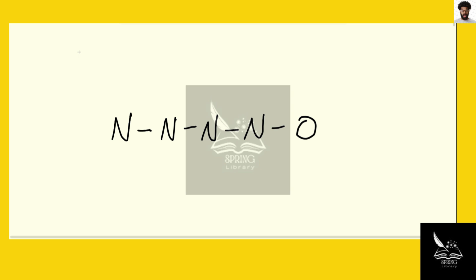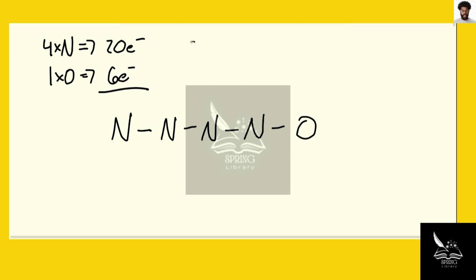But either way, from here, we still have to assign charges and lone pairs and extra bonds and all that good stuff. So recall that nitrogen is in group 5. So if we have 4 of them, we get 20 electrons. And oxygen is in group 6, so we get 6 electrons. So altogether, we're going to have 26 electrons total. We've used 2, 4, 6, 8 of them. Right? So we have 16 more electrons to distribute.